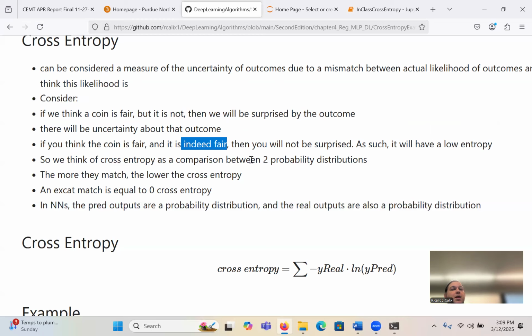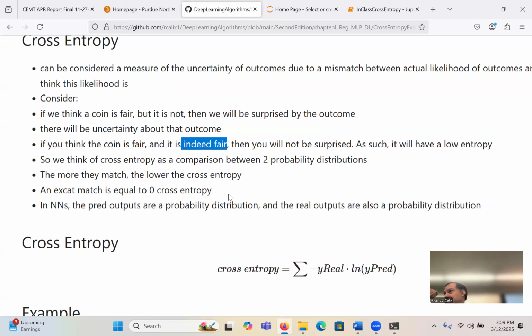So we think of cross entropy as a comparison between two probability distributions. The more they match, the lower the cross entropy. And by the way, that's our objective, right? To minimize a value. And so this is why we use cross entropy. An exact match is equal to 0 cross entropy.